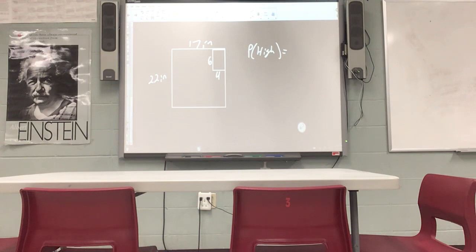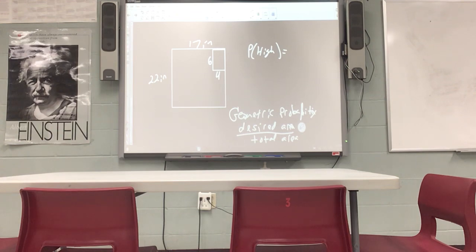So how could we describe this as a formula? The geometric probability, Holly wants to get it in her notes, is the desired area, the area of what you're looking for, over the total area.